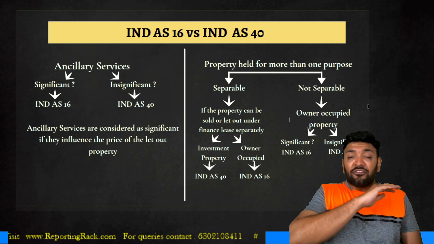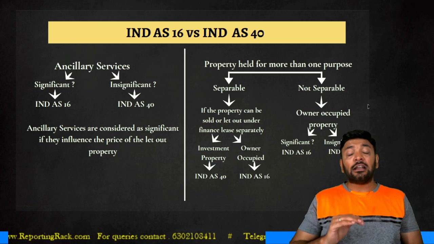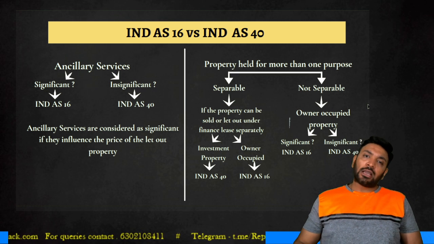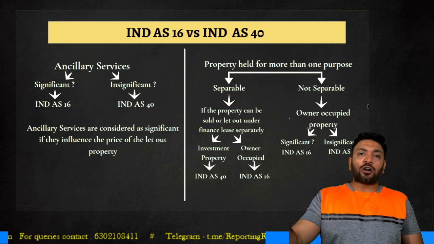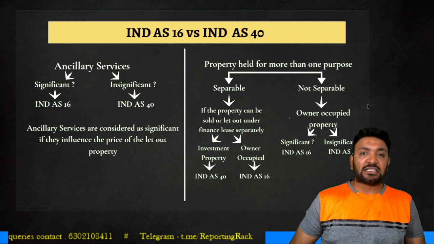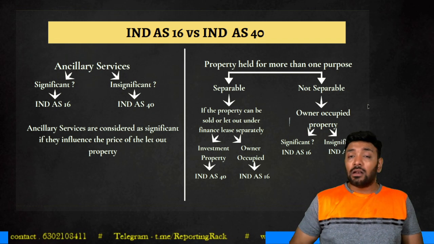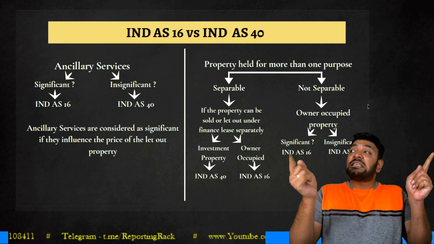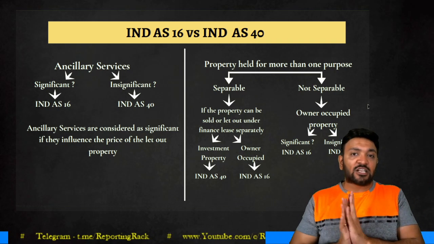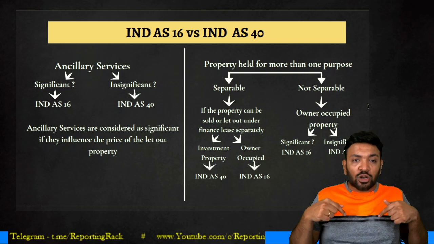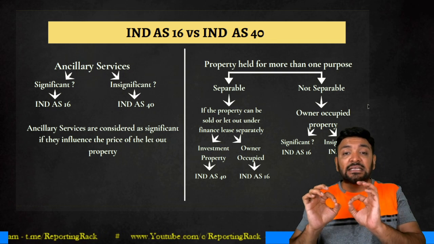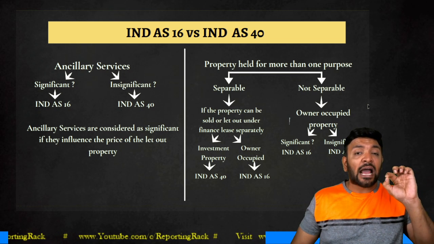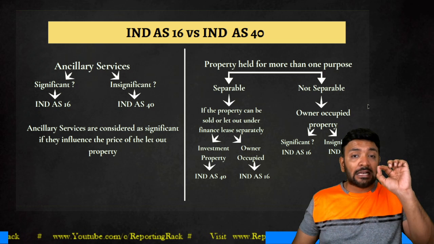However, if it cannot be separated, say I am running a co-working space. I occupied one chair. All the rest of the chairs have been leased out. Can you separate? Not separable. In such case, which is more significant? If leased out space is more significant, classify it as Ind AS 40. If owner occupied space is more significant, then I will classify it as Ind AS 16. Here, this happens to be a situation where an asset has been used for more than one single purpose.